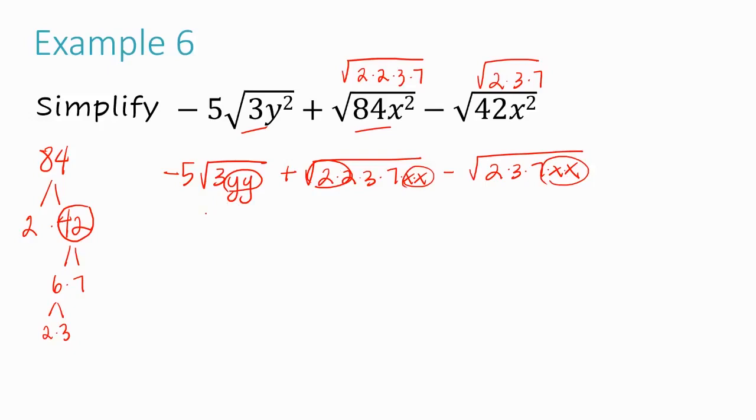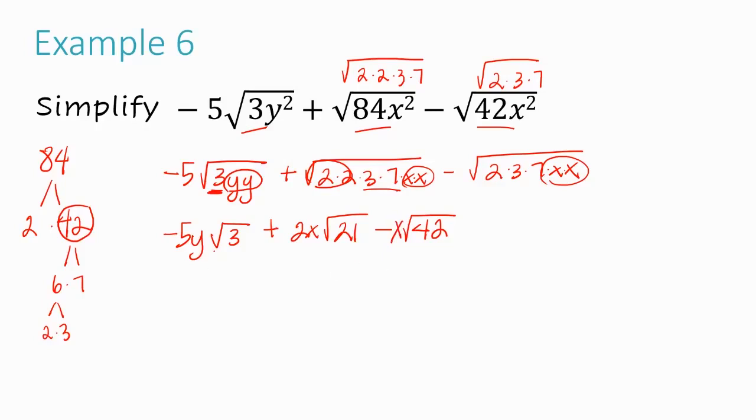So now I see that I have negative 5y square root of 3. I write the square root of 3 because it's what's left over underneath the radical. And then I add that to 2x. Those are my two things that could come out. Square root 21. I got 21 because I multiplied the 3 and the 7 together. I'm going to subtract that from 2 times 3 times 7, which cannot come out from under my radical. So now I've written the 42 under my radical, and I can see that I have a pair of x's, so the x can come out. I'm going to squeeze that in right here.